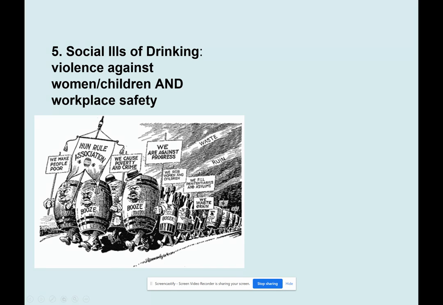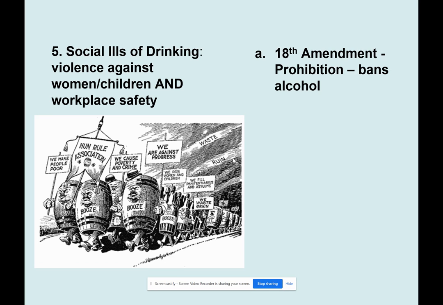We'll talk more about that when we get to the 20s. We cause poverty and crime. We rob women and children, right? So men would get drunk and then beat their wives and children. And so what they decide to do is to ban the sale, production, transport of alcohol in the entire country through the 18th Amendment. We call this the great experiment, right?